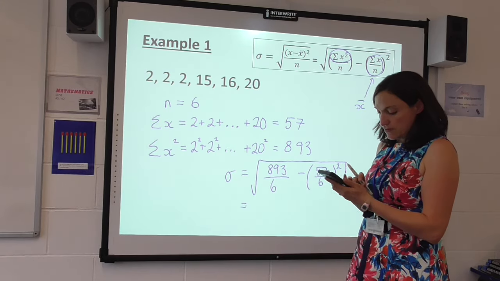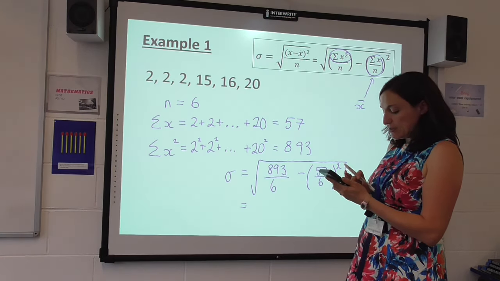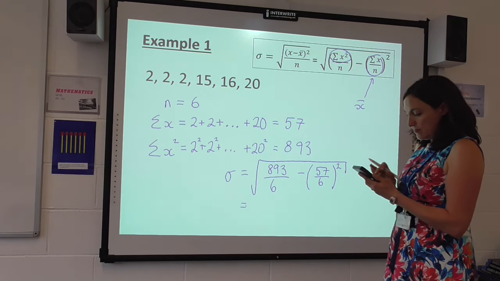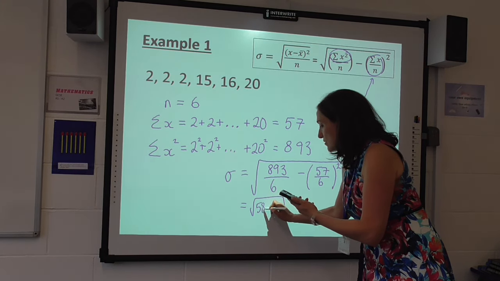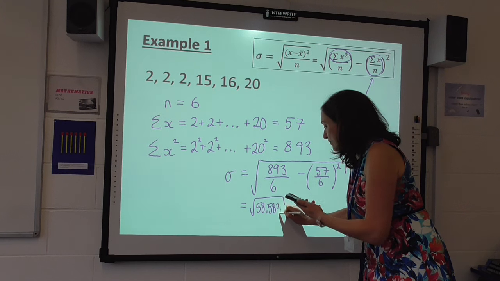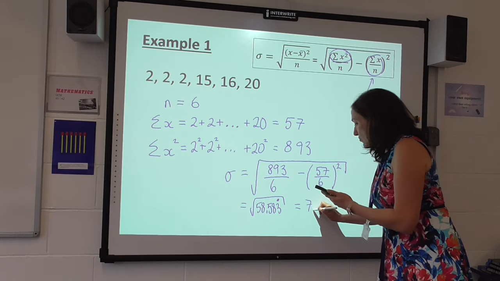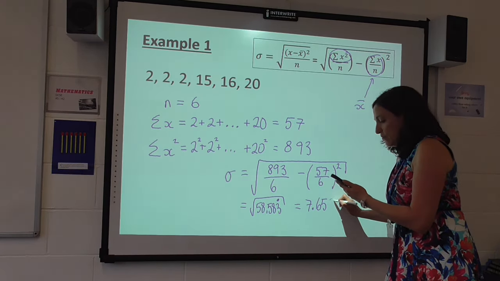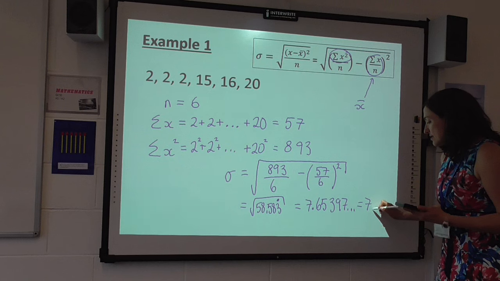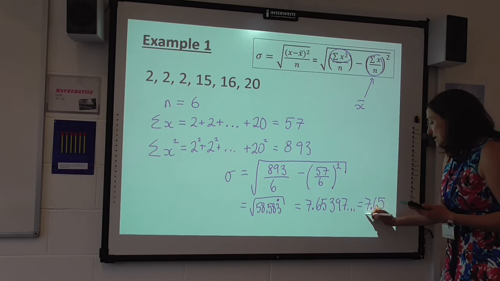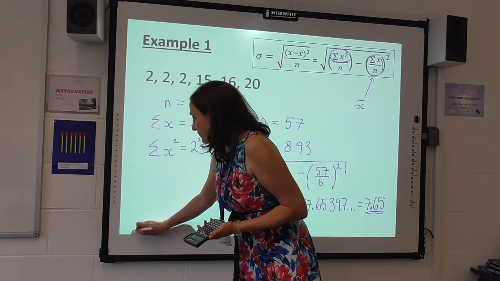And if we work that out, so you should be working it out at the same time, then we should have the square root of 58.583 occurring, and if I square root that, 7.65397 ... We'll round that to three significant figures, 7.65. That's it.